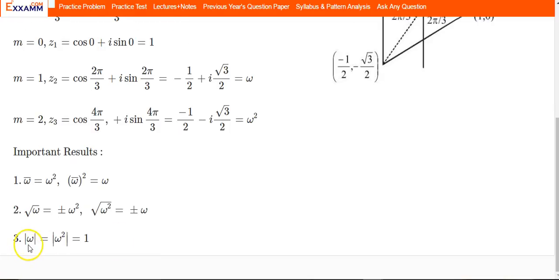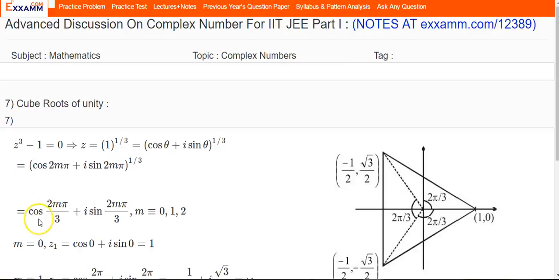Now, what is the modulus? We have already said that the modulus of both these roots is equal to 1, because anyway they are the cube roots of unity, so their modulus has to be equal. Another reason is that they come from putting the value of m as 1 and 2 in this equation, and for all values of m the modulus is equal to 1, that is cos square 2m pi by 3 plus sine square 2m pi by 3, which is equal to 1 for all values of m.